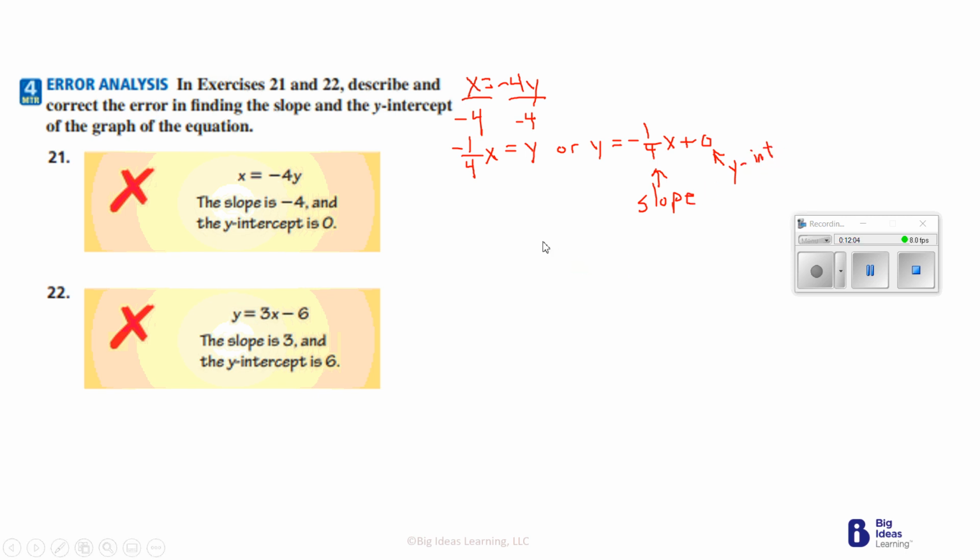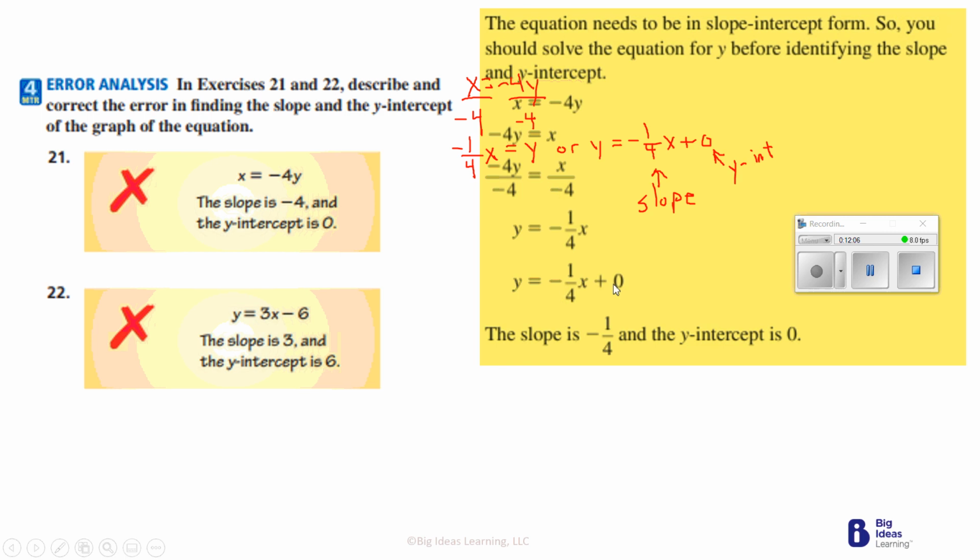Let's see how we did. It does say the slope is negative 1/4. That's what I got here. And the y-intercept is 0. Okay? And they did pretty much the same work I did over here, dividing negative 4y by negative 4 on both sides, and then that'd be negative 1/4x. 22 is for you to do.